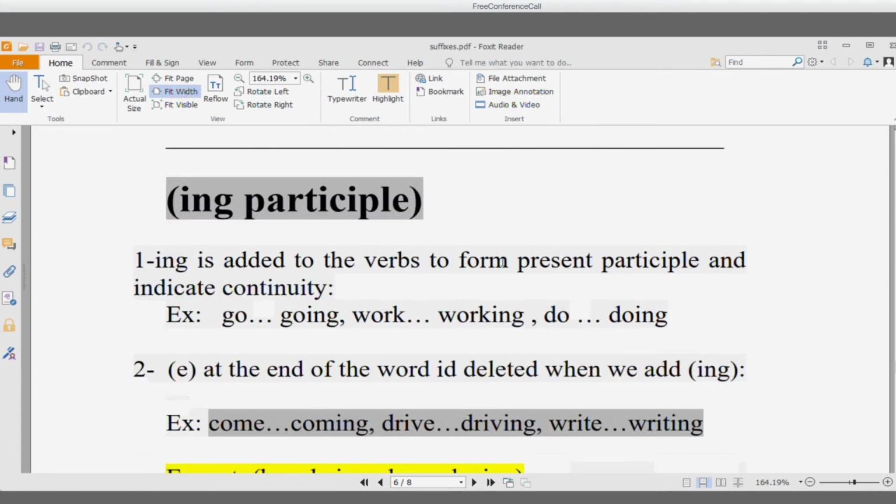Now we move to ing participle, which is the second suffix we are going to talk about today. ing is added to the verbs in order to transform them to the present participle or to indicate the progressive or the continuity. تضاف إلى الأفعال لتحويلها إلى يعني الوضع المستمر بالأزمنة المستمرة، سواء كانت ماضي مستمر أو مضارع مستمر. For example, go, going, work, working, do, doing.